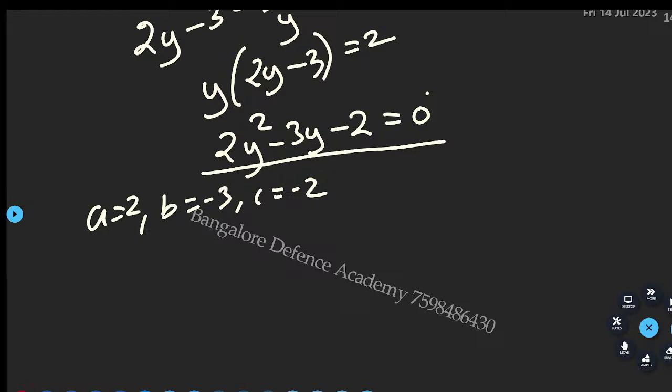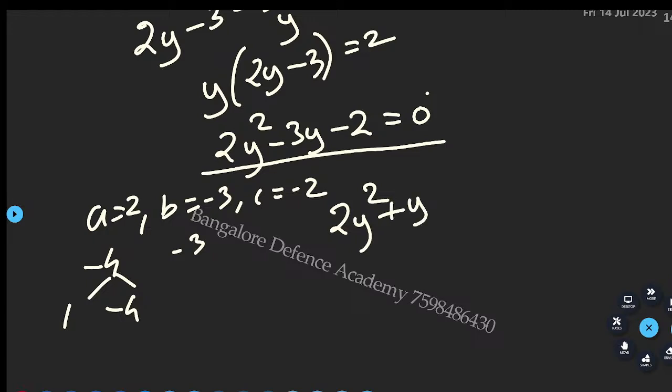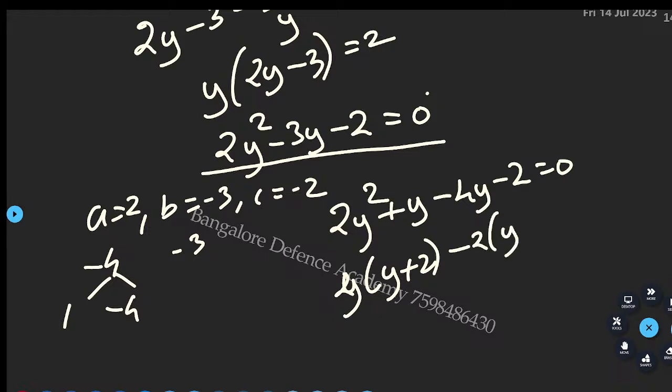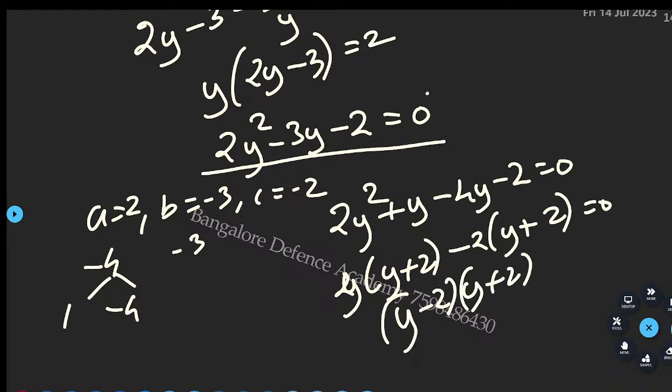2 into 2 is minus 4. You get minus 3. So 1 and 4. 1 into 4 is 4. Imagine if I take minus. So you get 2y square plus y minus 4y minus 2 is equal to 0. Now take y common. y plus 2 minus 2 into, so y minus 2 and y plus 2. So what is y equal to?